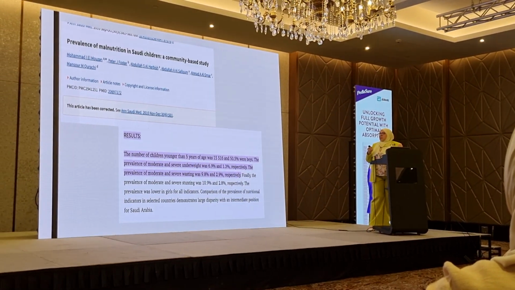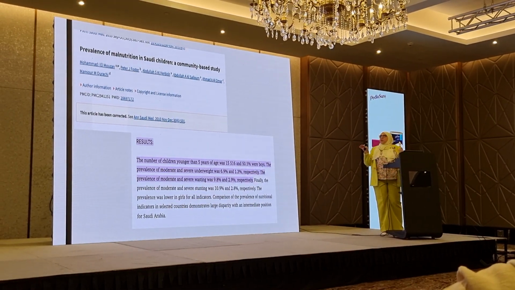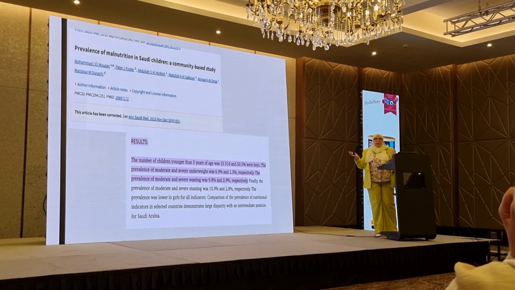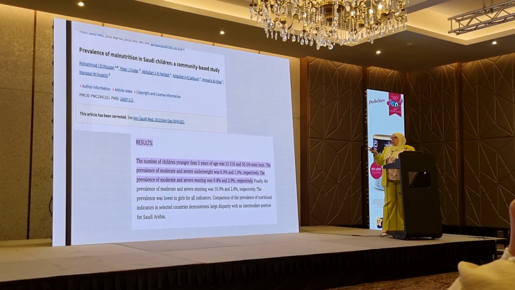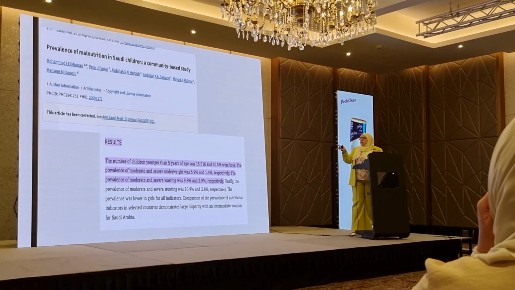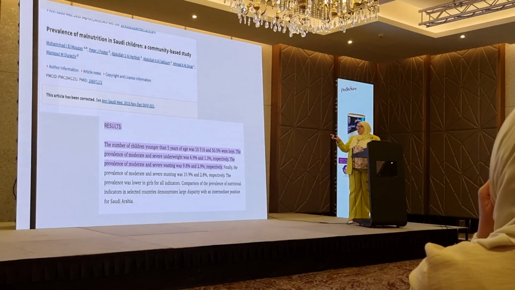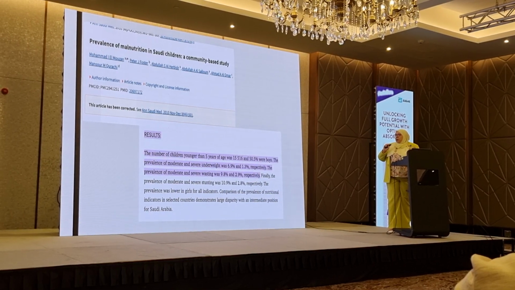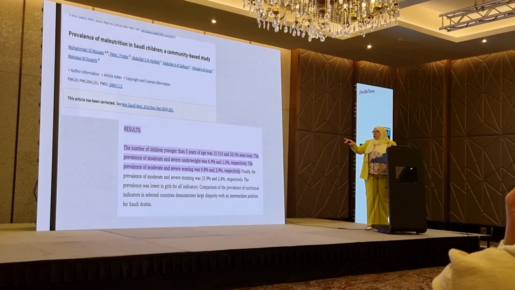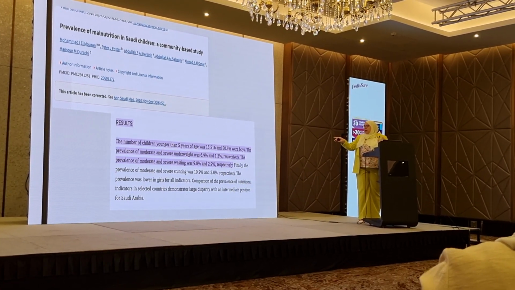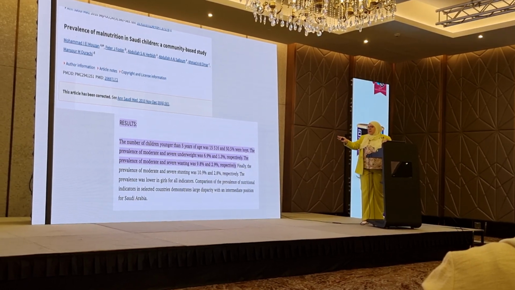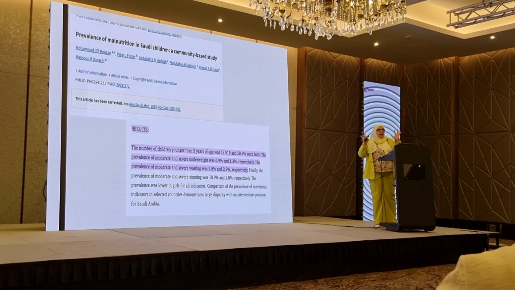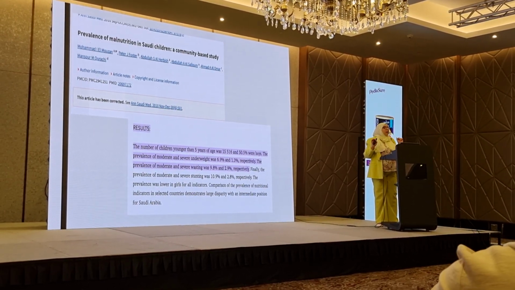In Saudi Arabia, what is the situation? We have the first study, which was done by Dr. Muzan in 2010. It gives this percentage. Look here, the prevalence of moderate and severe underweight is 6.9 and 1.3. Severe underweight 1.3. Then comes moderate to severe wasting 9.8 and 2.9. Then the stunting, the severe one is 2.8 and 10. So approximately 10%. This study was in 2010.